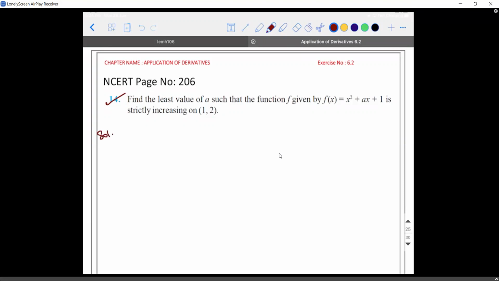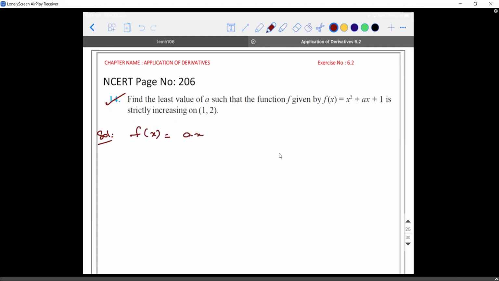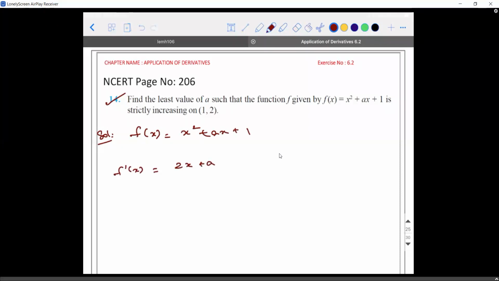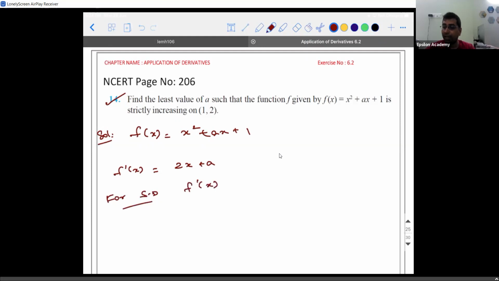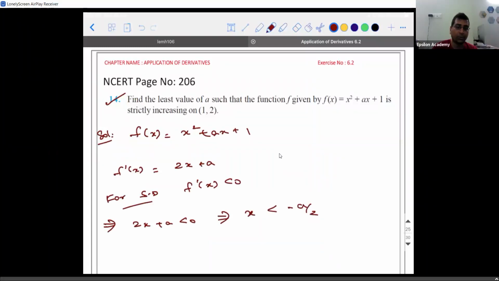Sir, a is minus 2, sir. Least value is minus 2. Yes, sir. x square plus ax plus 1. Okay. f dash of x is 2x plus a. For strictly decreasing, f dash of x should be less than 0, which implies 2x plus a is less than 0, which implies x is less than minus a by 2.